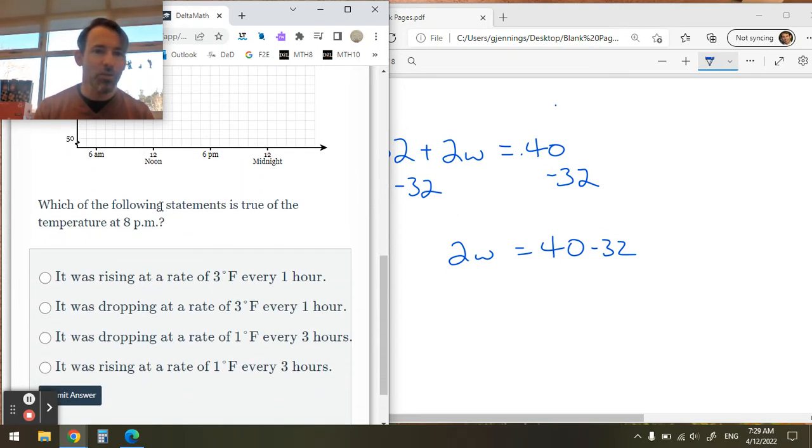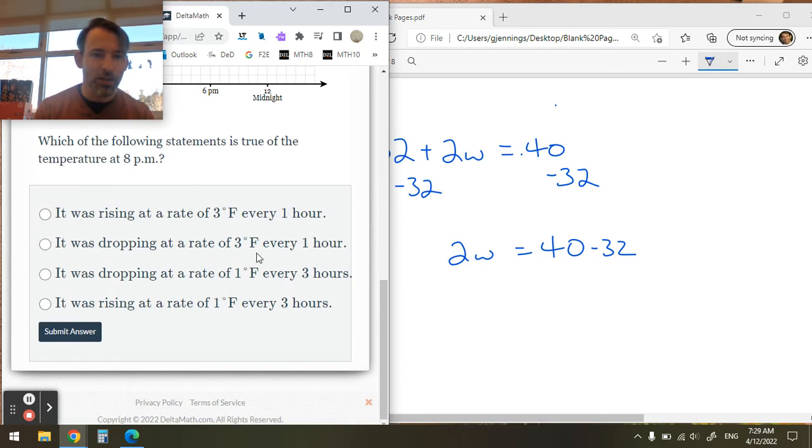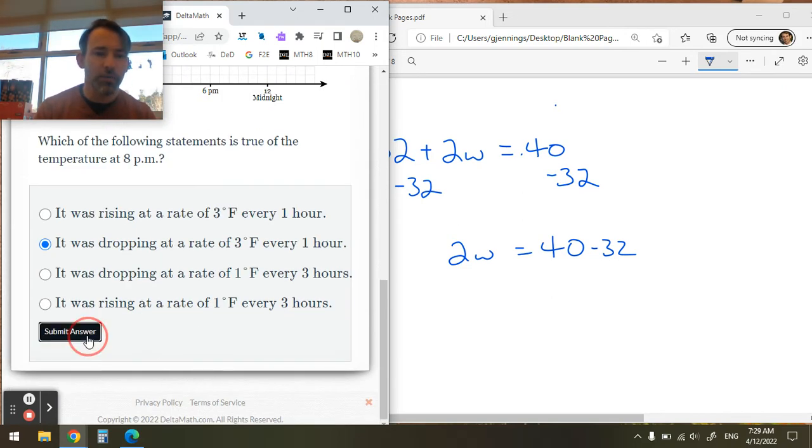So then we're saying, which of the following statements is true at the temperature at 8 p.m.? So we go ahead, we go 6, 7, 8, and we go up from 8, and we find that the temperature is falling, and it's around 67 degrees. So it was dropping at a rate of 3 degrees Fahrenheit every 1 hour. I think that looks correct. If we go 1 hour here, yeah, look, it falls from here to here, falls 3 degrees. So it's falling 3 degrees every hour. That's my answer.